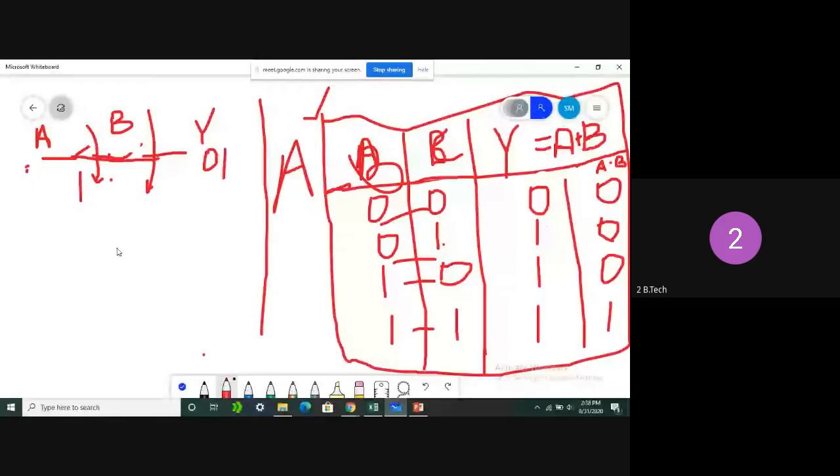Okay, see here, the OR gate. I think in intermediate you have seen this type of switching circuits also.